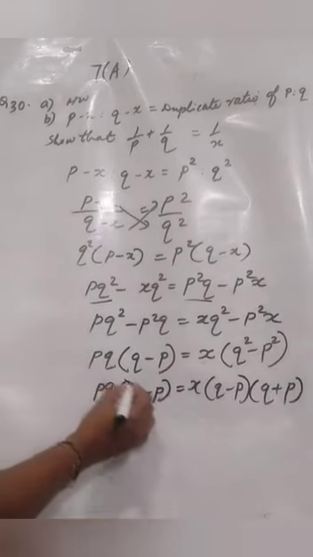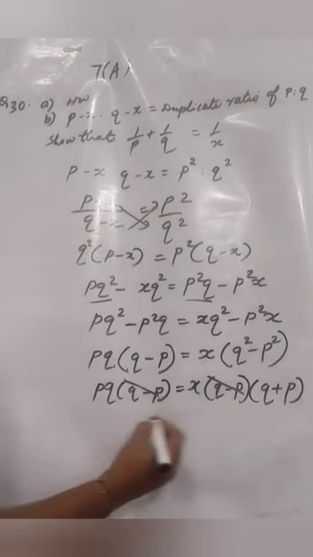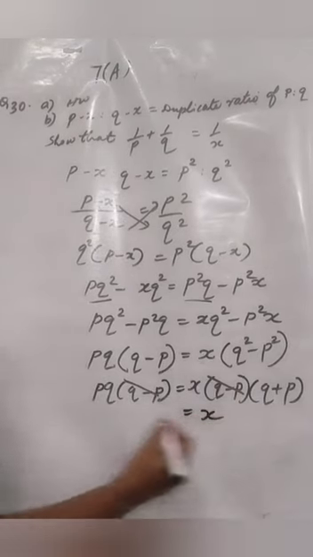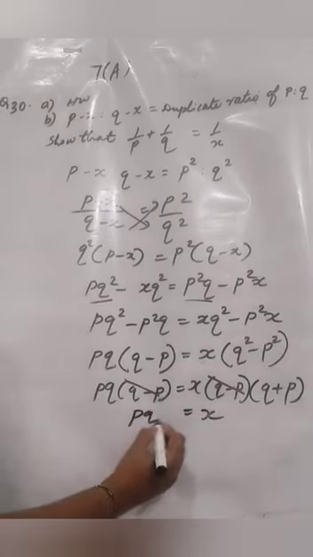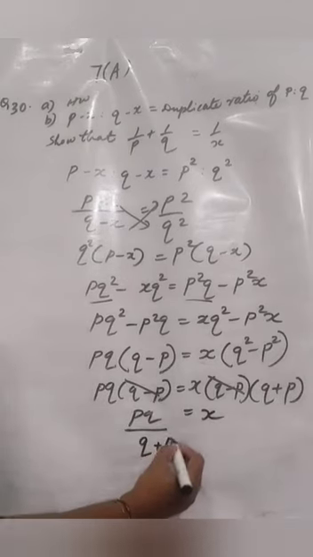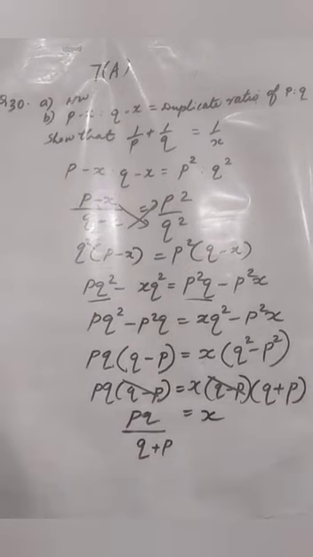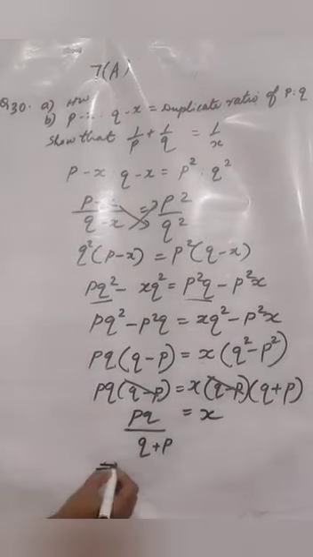Okay. Then we can cancel out this common factor, or when we divide it will be cancelled. So you can write X is equal to PQ by Q plus P. But this is not of the form given in the question. It is 1 by P plus 1 by Q is 1 by X. So let us take the reciprocal.